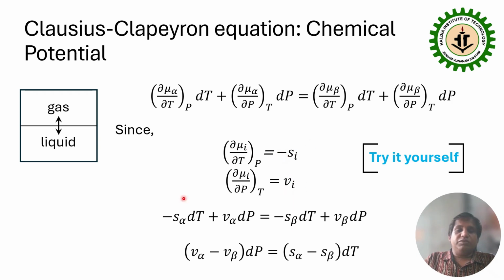If we replace these, we can write this equation directly from the previous one. This is very easy and you can solve it by yourself. Take it as homework. Now if we rearrange this equation from left to right, we can write it like this. What does it mean? The change in molar volume multiplied by the change in pressure is equal to the change in molar entropy multiplied by the change in temperature.